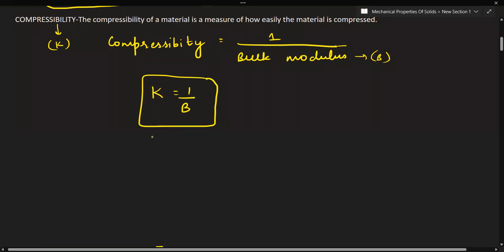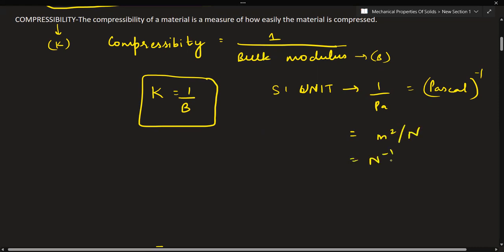So since the SI unit of bulk modulus is Newton per meter square, the SI unit of compressibility would get inverse. It means it would be 1 by Pascals. That is Pascal to the power minus 1, inverse. Or you can even write it meter square per Newton, or Newton to the power minus 1 meter square. The rest is just the reciprocal of whatever you have learned about bulk modulus.